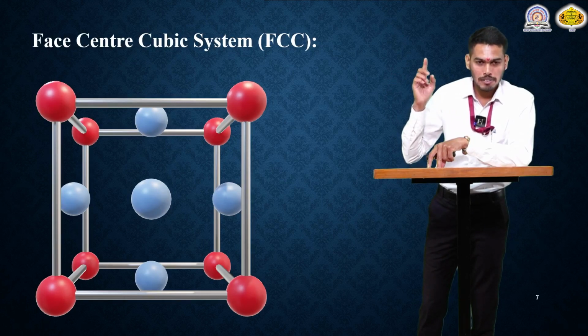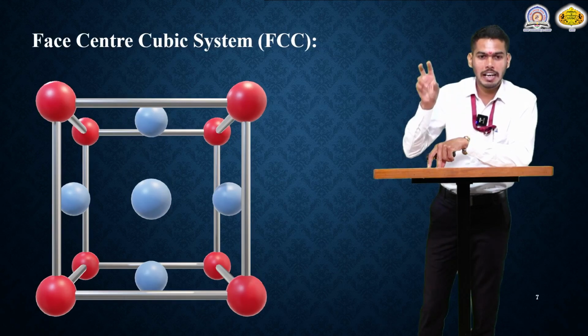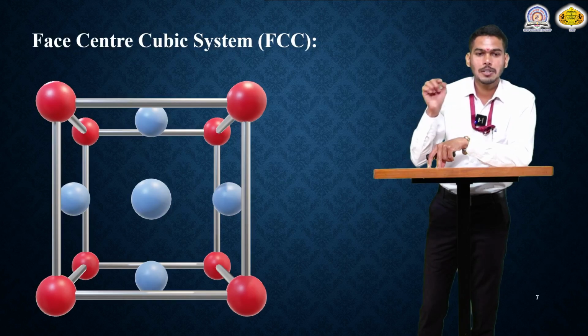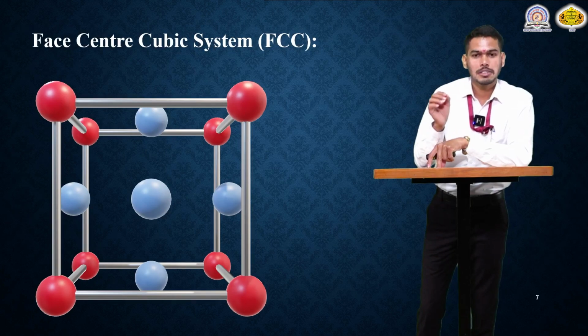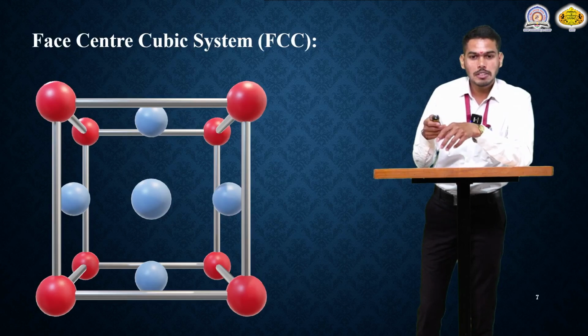Previously we calculated for the red atoms, 1/8 times 8, which is 1. So 3 plus 1 is 4. So in the case of the face-centered cubic system, the FCC system, we have a total of 4 atoms inside that cubic system. So how is this formed?